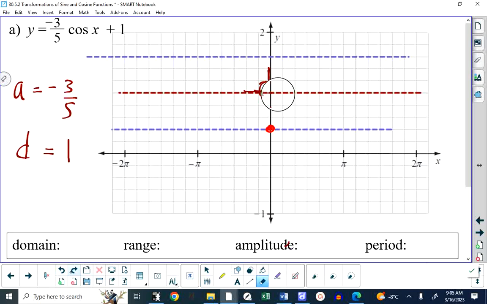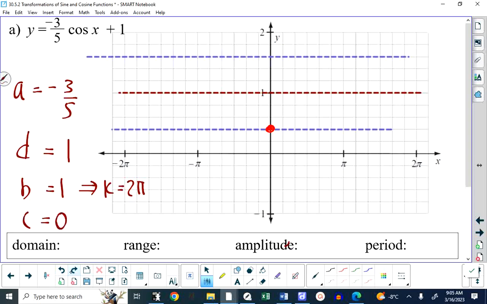The only other thing we need to do to complete this is to say that since b is 1, the period is 2 pi. By the way, there is no c here. It's not x minus something. Since b is 1, the period is 2 pi, and what that means is the graph is going to start at this red point going up, and it has to go up, up, down, down. It has to complete one full cycle and return to that location.